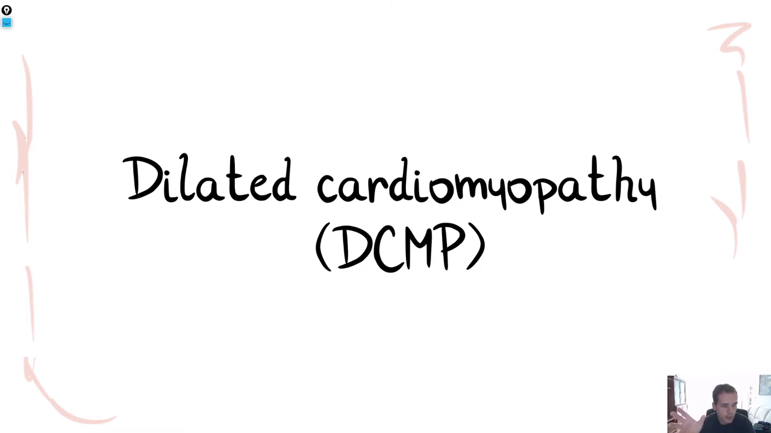The last important message is that those terms such as dilated cardiomyopathy, hypertrophic cardiomyopathy, arrhythmogenic cardiomyopathy, they are not specific diseases. It's just the general morphological description of the appearance of the heart. So it's a common phenotype, and each phenotype of cardiomyopathy can be caused by a large amount of etiologies. So each cardiomyopathy has its own differential diagnosis.